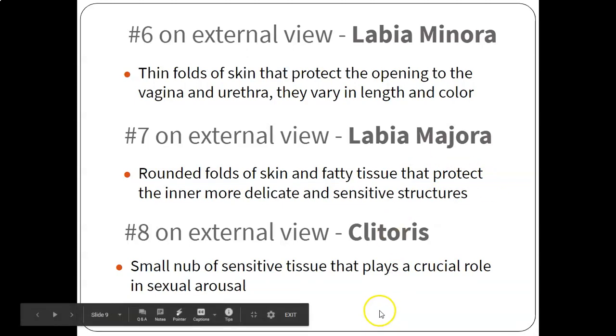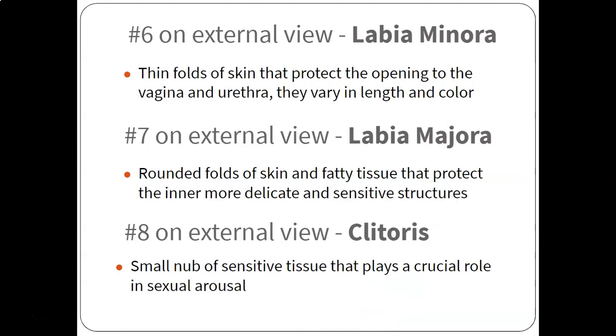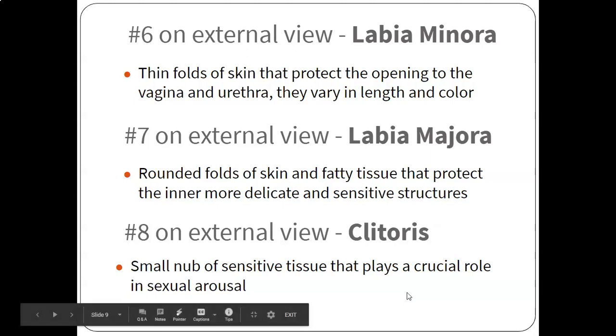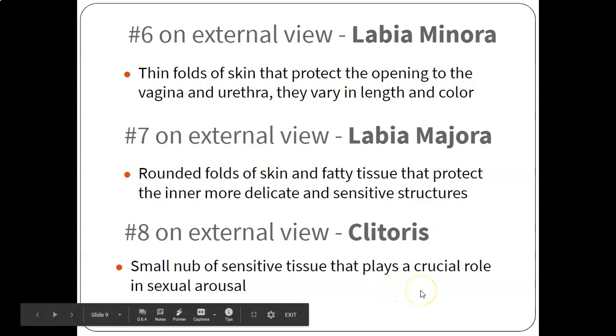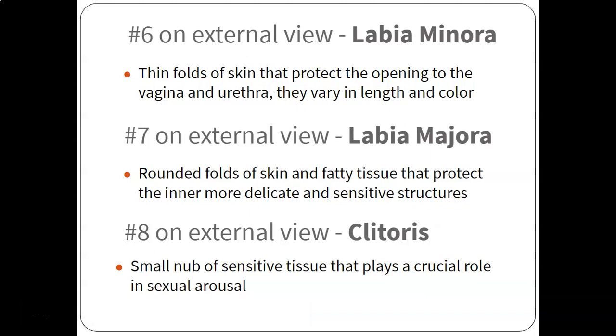And then the third organ is the clitoris. It is a small nub of tissue. It doesn't provide a direct role in reproduction. Remember, this is all about reproduction, having a baby. But it is very important in sexual arousal. And in the big picture, sexual arousal is very important when it comes to reproduction. The sexual arousal helps with lubrication, and lubrication helps with the movement of sperm, which helps the sperm get to the egg.